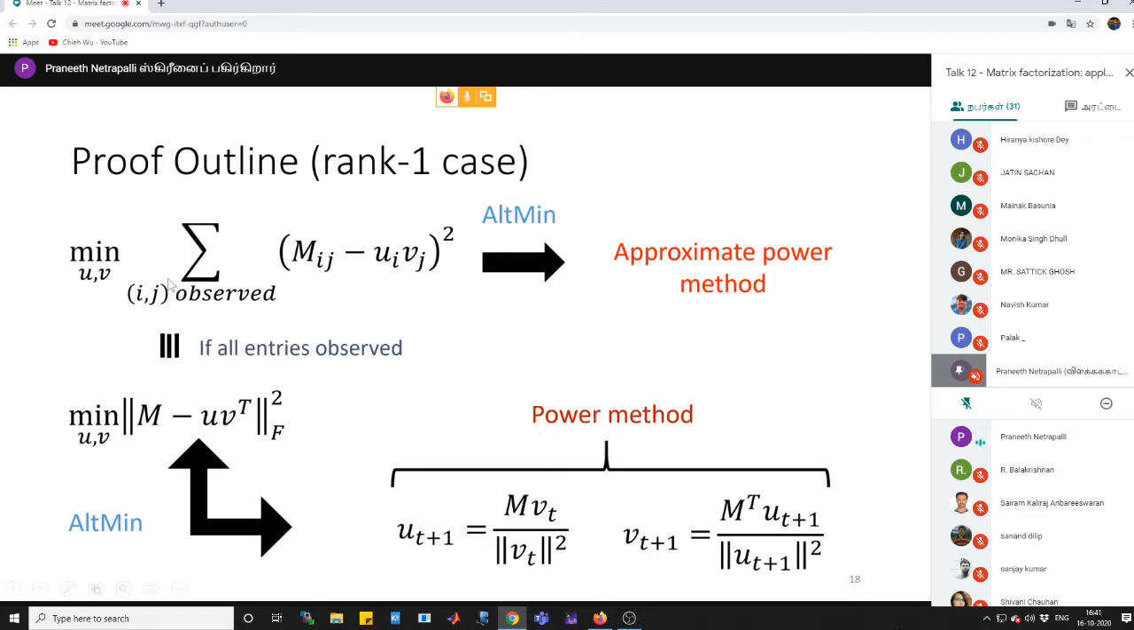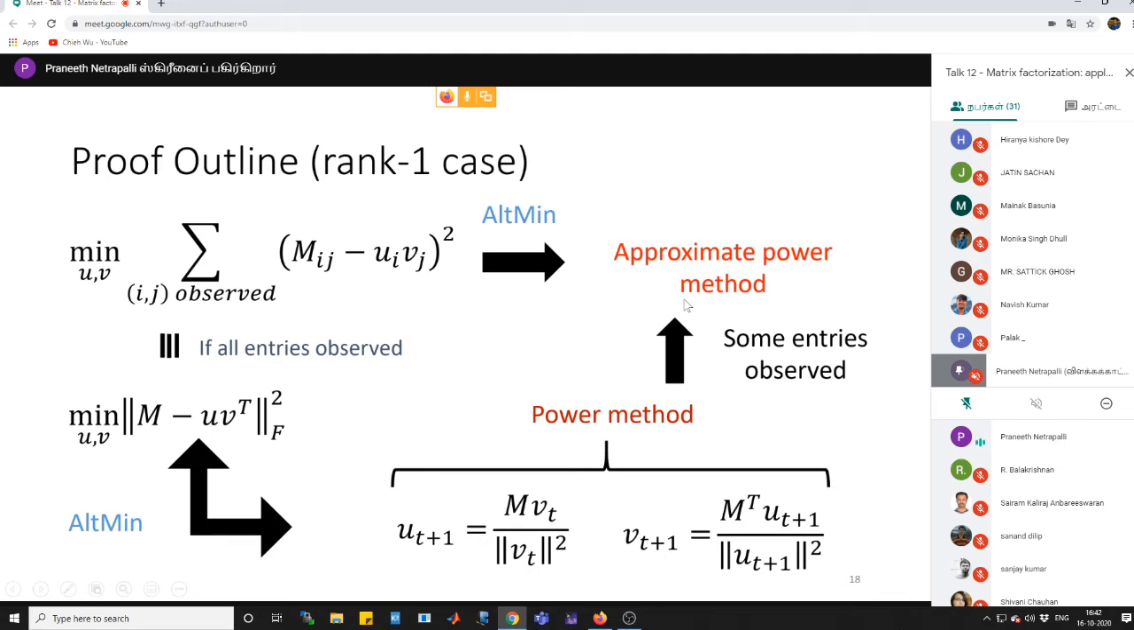And because these entries were sampled uniformly at random, you can show that alternating minimization on this objective is essentially performing an approximate stochastic version of this thing. So when only some entries are observed, it turns out that you are stochastically doing this power method, and you can analyze it because power method is very well known classically for computing the top eigenvector. You only have to extend it when the operations are only being done in a stochastic manner.